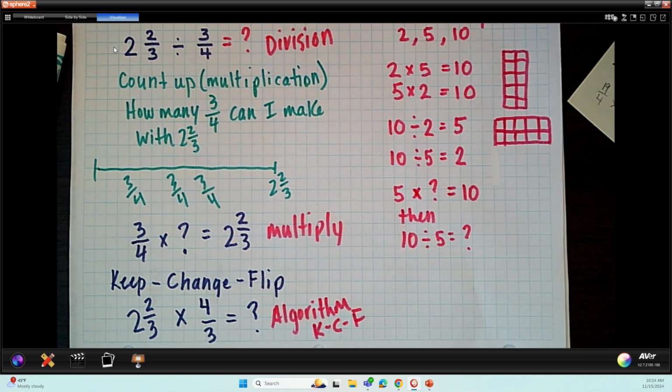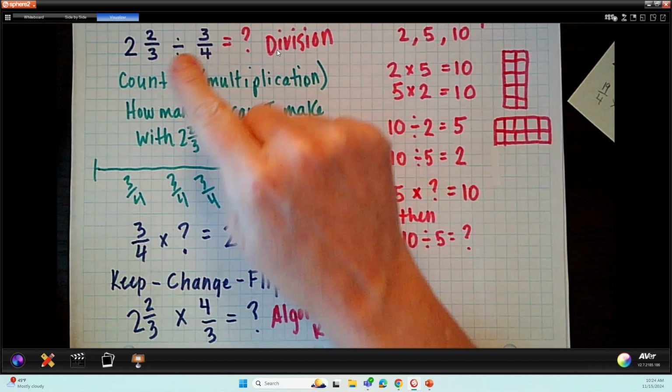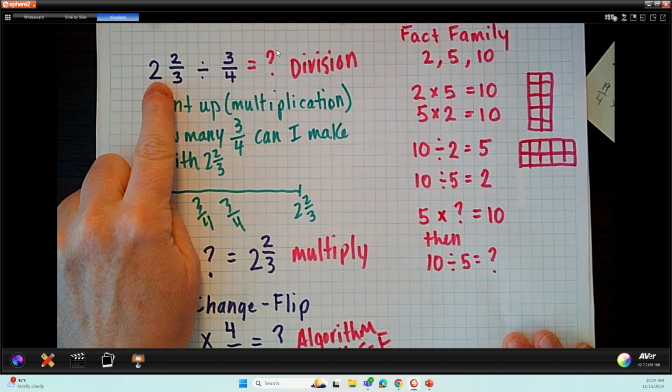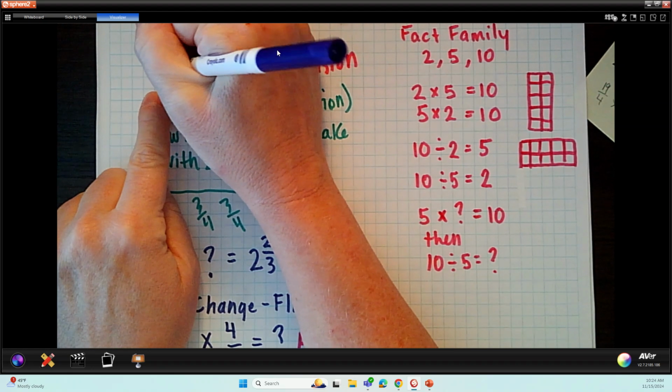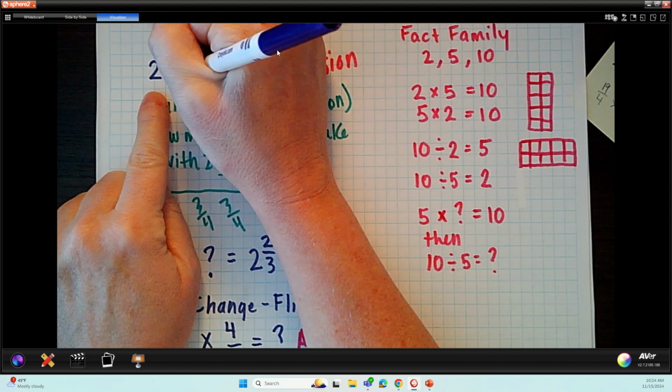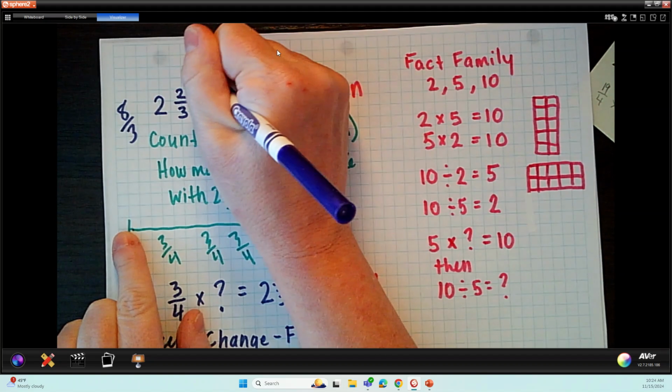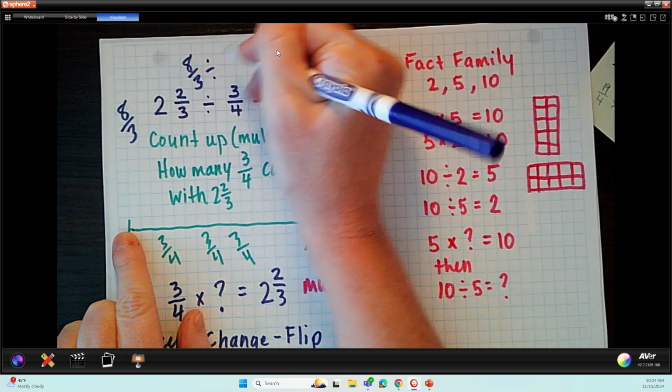Okay, so 2 2/3 divided by 3/4. Now, we could use a calculator for this. Our brains have a hard time dividing. That's why we learned the algorithm. So, in order to do that, though, we need that to be an improper fraction, right? So that would be 2/3, which is 6 plus 2 is 8. So this would be 8/3. So we could do 8/3 divided by 3/4.